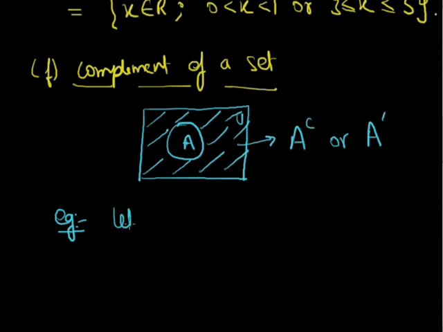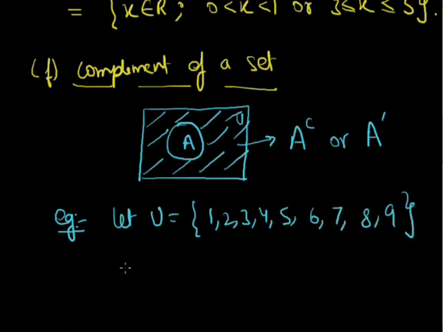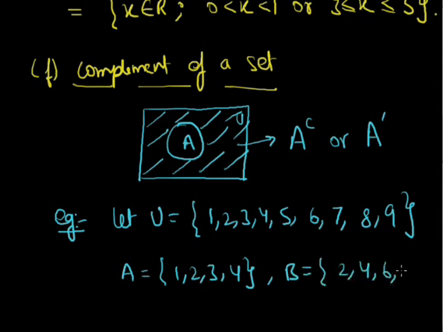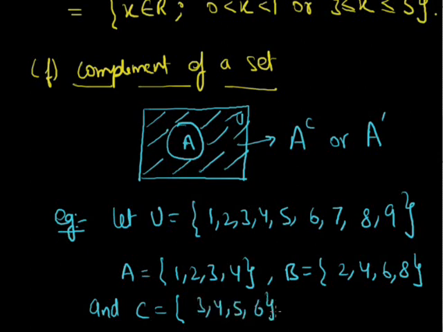Let's take the universal set as 1, 2, 3, 4, 5, 6, 7, 8, 9. These are the elements in this universal set. Let's take set A, with elements 1, 2, 3, 4. Similarly, let's take set B, with elements 2, 4, 6, 8, and another set C, with elements 3, 4, 5, 6.